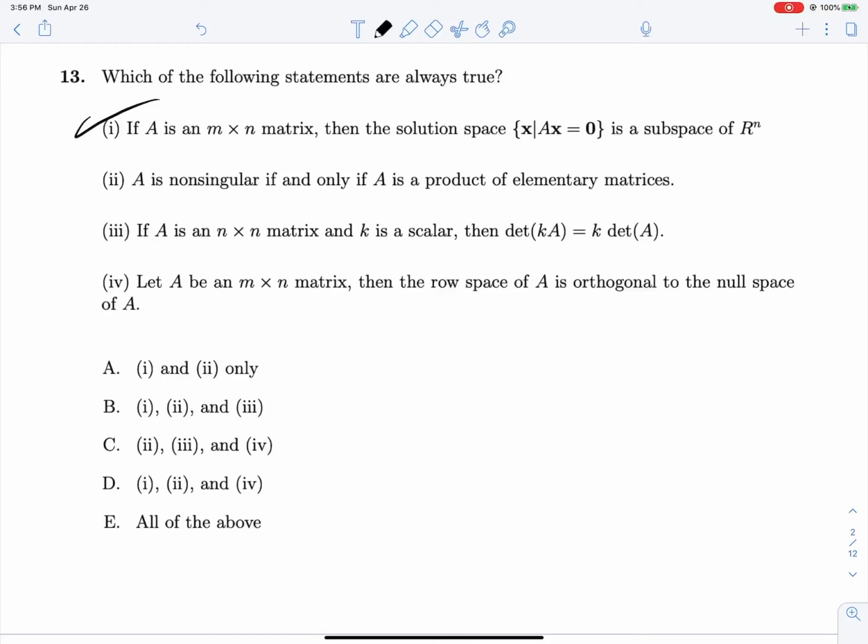The word elementary. It's the only time we've ever seen it in the past 3 years of exams. So hopefully I'll be good on that. But no, this is true, but sketchily true.